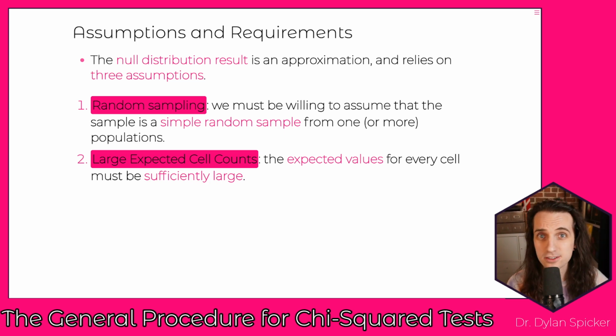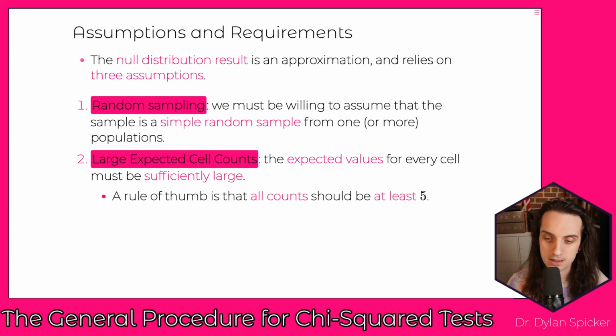The second, and this is going to be the most common assumption to actually check, is that the expected value for every cell has to be sufficiently large. There's going to be different standards for what we call to be sufficiently large, but once you've worked out, well, what are the expected values, none of those values can be small.